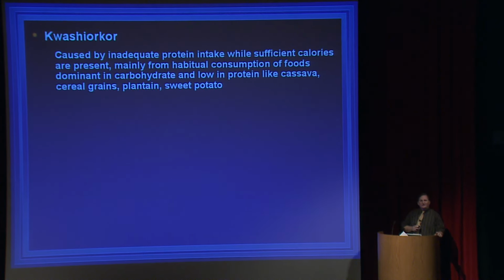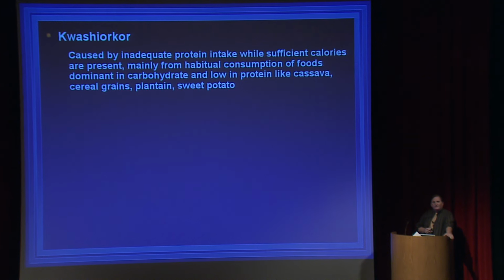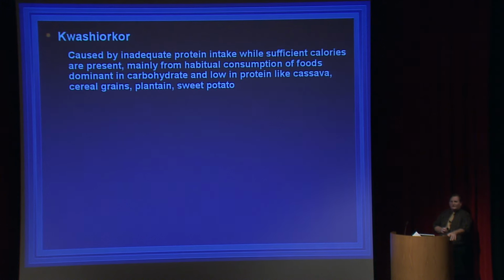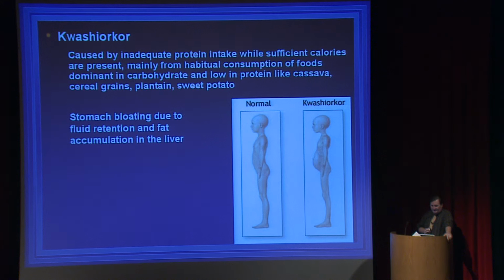So there's not exactly the same wasting that you see in the other diseases. And it comes from habitual consumption when people's foods are restricted in variety and people continually consume things that are dominant in carbohydrate, low in protein, and the slide gives you several examples of this. It leads to stomach bloating due to fluid retention and fat accumulation in the liver, and then you get the picture that you see like this.